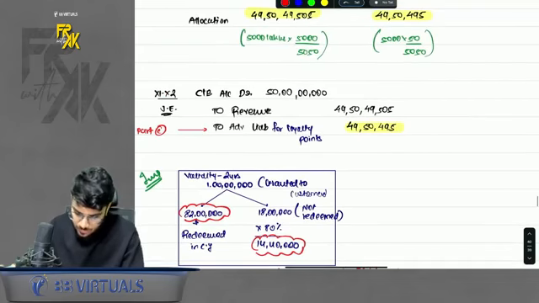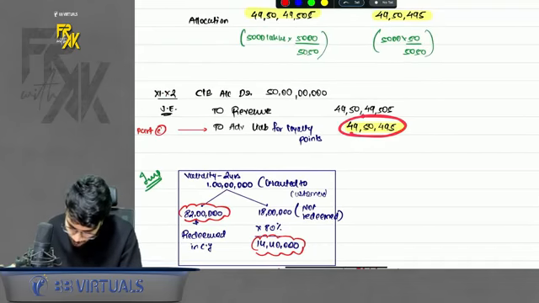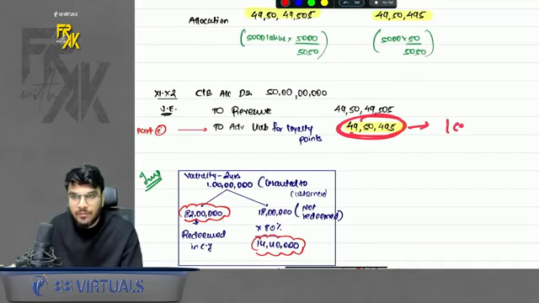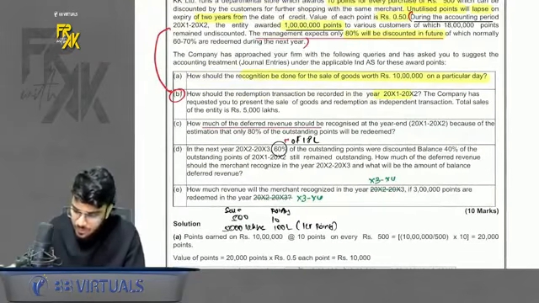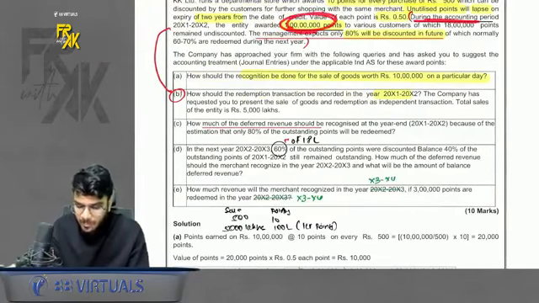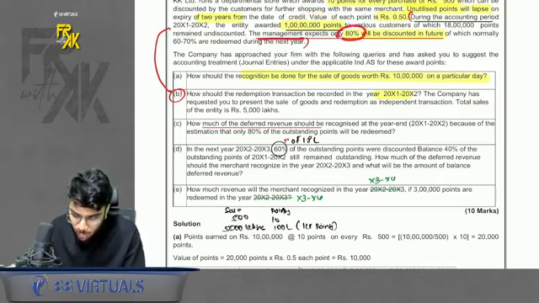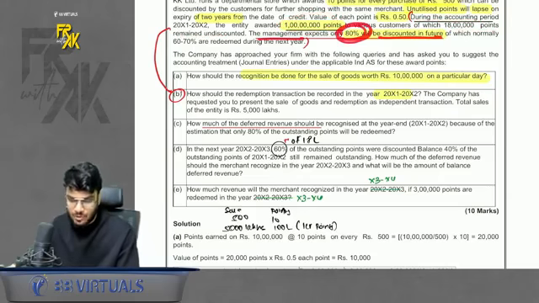Now, if I ask you, how many points did you give for this liability? You gave 1 CR points. Okay, but 1 CR won't be the correct answer. I'll tell you why. They are mentioning that out of 1 CR points, 18 lakhs remain undiscounted, and management expects that only 80% will be discounted in future. What is the meaning of this?